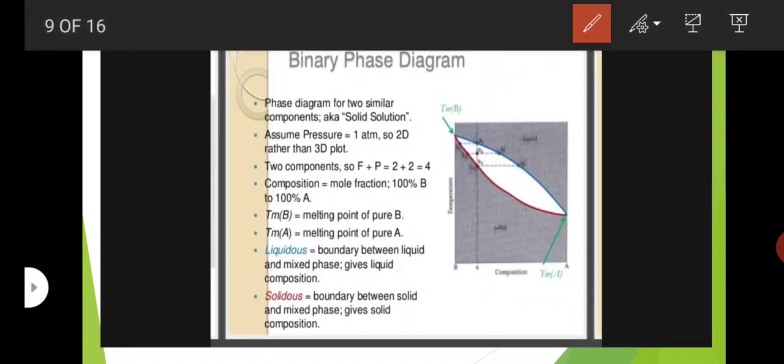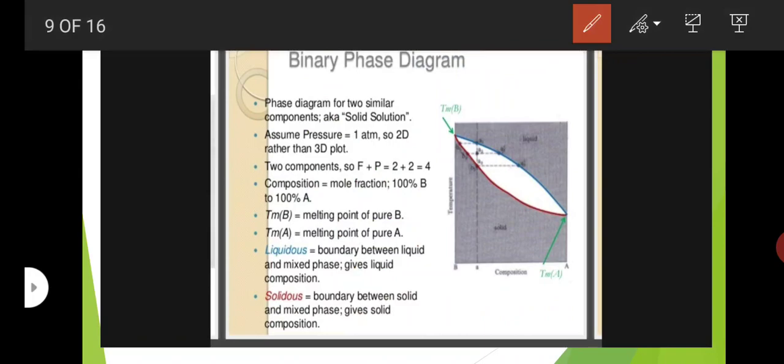Okay, next is the binary phase diagram. Phase diagram for two similar components, that is solid solution. Assume pressure is 1 atmosphere, so 2D rather than 3D plot. Two components, so F plus P is equal to 2 plus 2, means here 4. Composition equal to mole fraction. Here two component system, 100% B and 100% A.